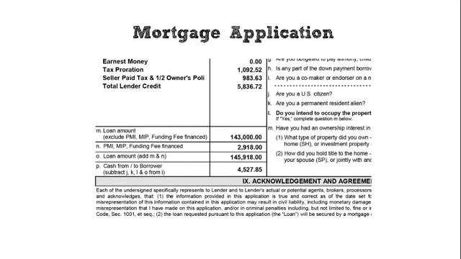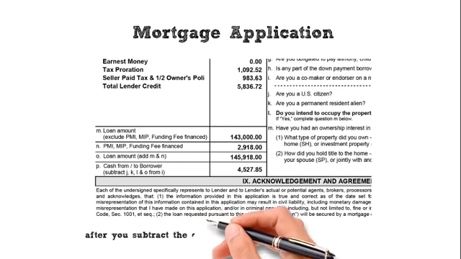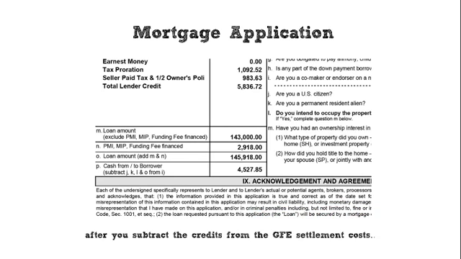Now, look down at line item M, and it shows the loan amount. Add in the funding or guaranteed fee in line item N, and that gives you a loan amount with MIP in line O. After you subtract the credits from the GFE settlement costs, line P is currently the estimate we have for cash needed to close if a positive number, or cash back at closing if a negative number.